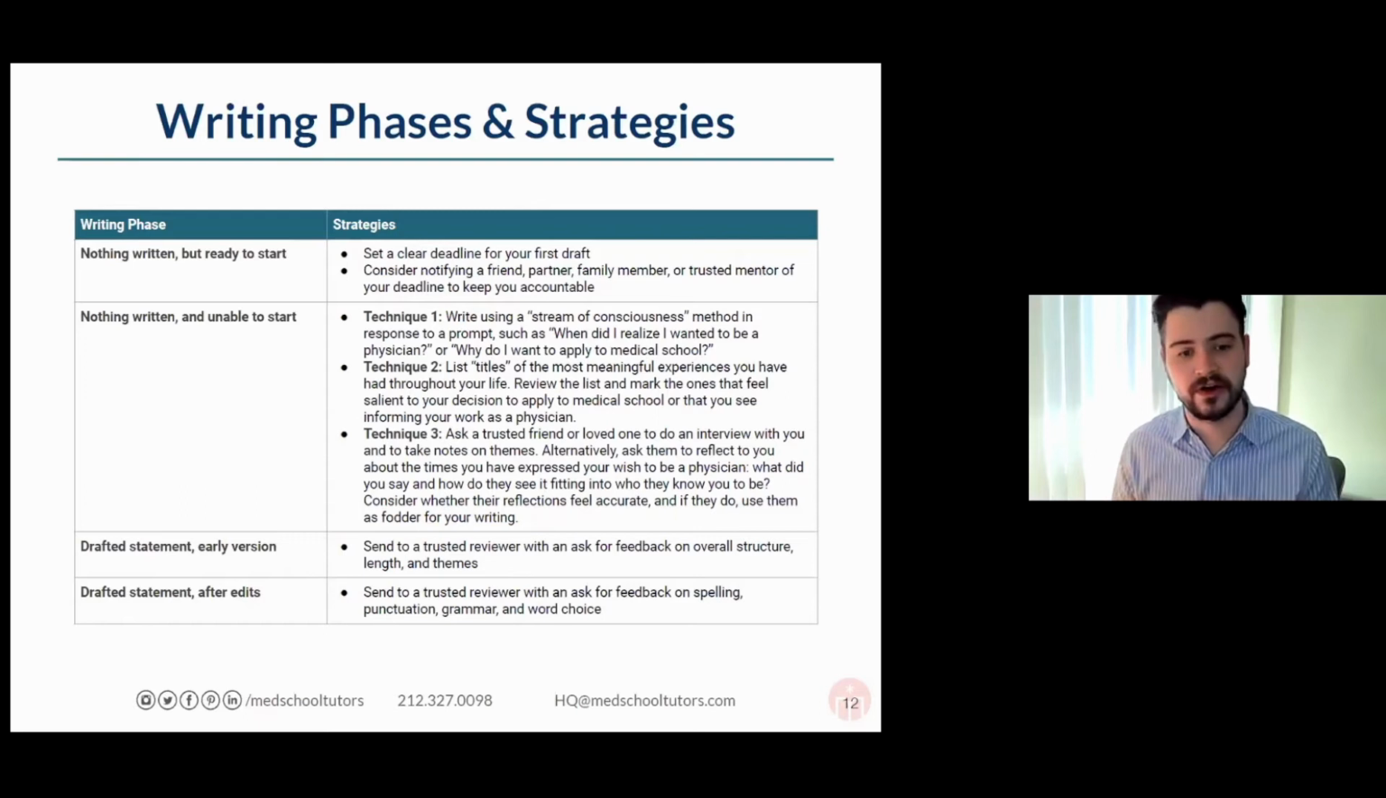If you have started to write things down, what I really want you to think about once you have a draft is, what do I need from my proofreaders when I send it to them? So if you have a super early version of your personal statement, I would say send it to someone you trust, but ask them to talk about the overall structure. Are the paragraphs in the right order? Do the paragraphs have a logical flow? The length, does it feel like it's about right? And to ask for themes.